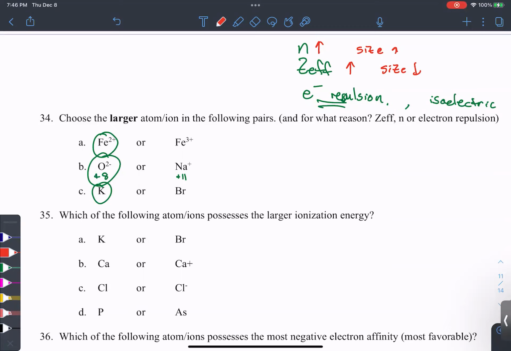Yeah, so potassium is actually bigger because the N values are the same, right? They're N = 4. But it's the Z effectives that are different. Potassium is what? +1. Bromine is +7. If you were an electron, what are you more attracted towards? +7. So you're going to be smaller in bromine. Yeah, okay. Which is weird because it's so much heavier. That is weird. Counterintuitive. Okay.